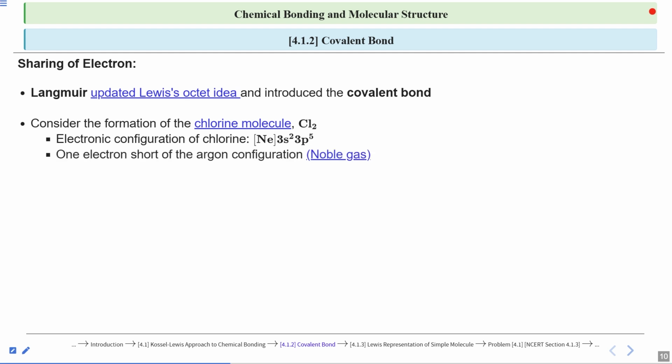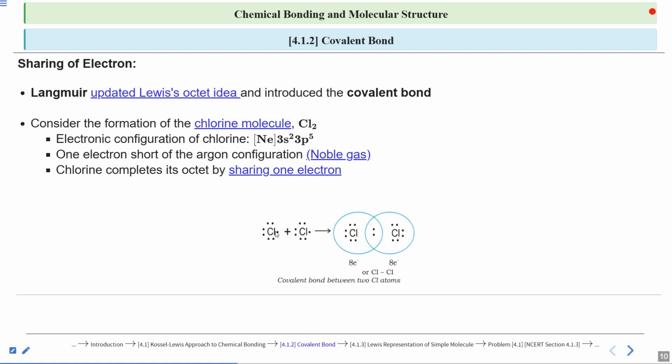It will take 1 electron, which is short in this configuration, from other atoms. Suppose we are taking the case of Cl2. In this case, it will take an electron from its identical chlorine species, and in that process, it will share 1 electron. The next adjacent chlorine atom will do the same thing. Okay, see, it is given here.